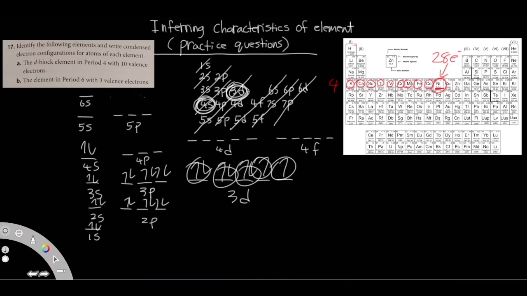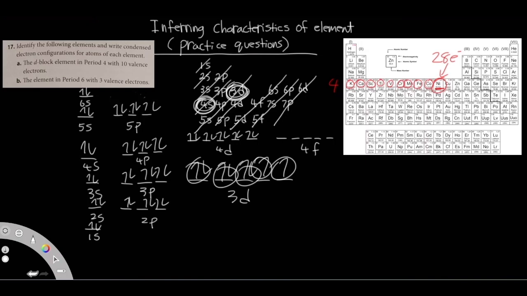So again, after the 4S's, we got to get to our 3Ds. We did that. After the 3Ds, we're at our 4Ps. So add them accordingly. And then our 5S's. After the 5S's, we'll go to the 4Ds. After the 4Ds, go to the 5Ps. After the 5Ps, we go to our 6S's. All right, so here's our 6S. So all we need to do is count from our 6S.